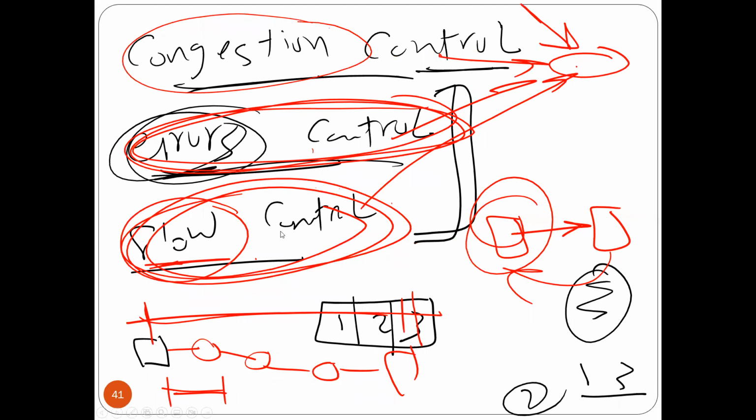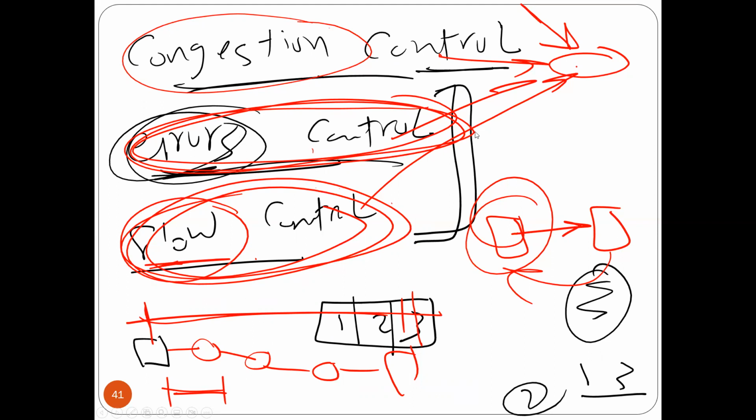Okay, flow control first, it can be end to end. This computer is overwhelming this computer with data. I don't have enough CPU or memory to process this data. Or it can be hub by hub. So this computer is overwhelming this one, or this one is overwhelming this one. So this is flow control.